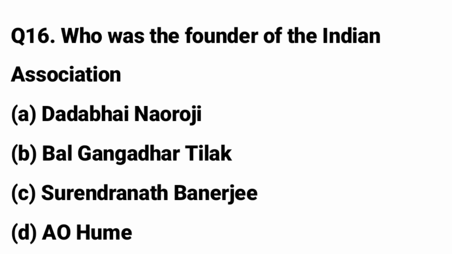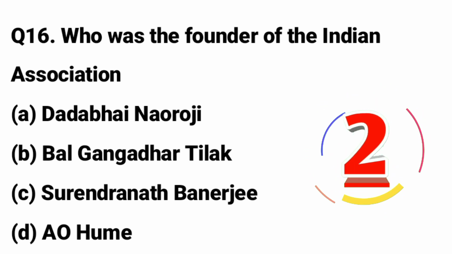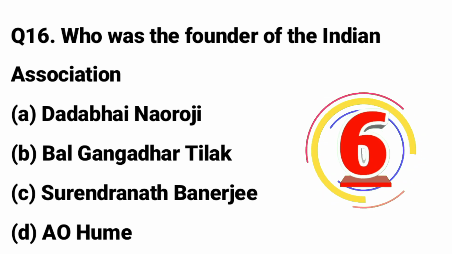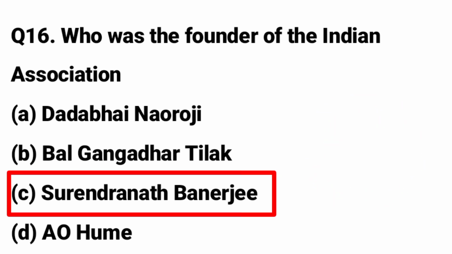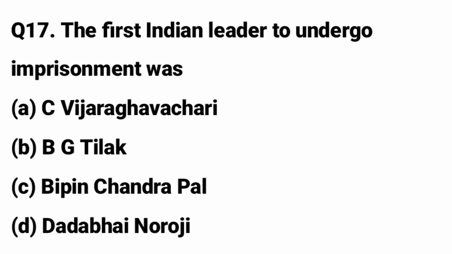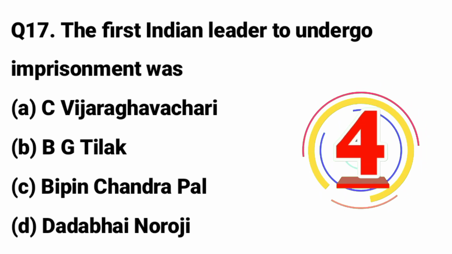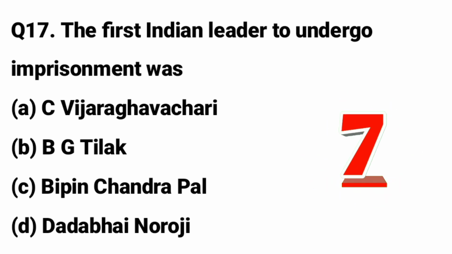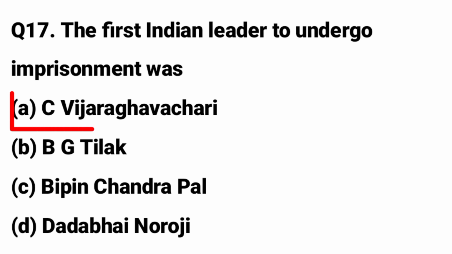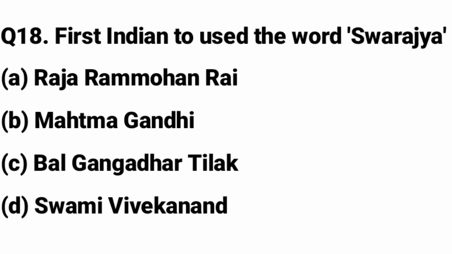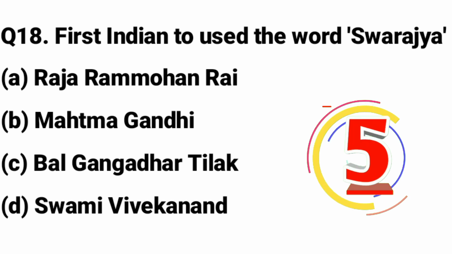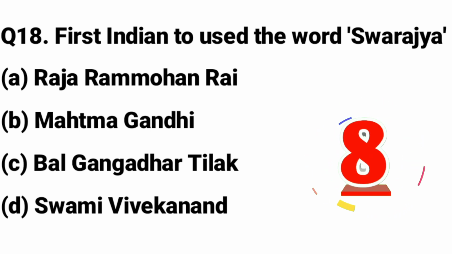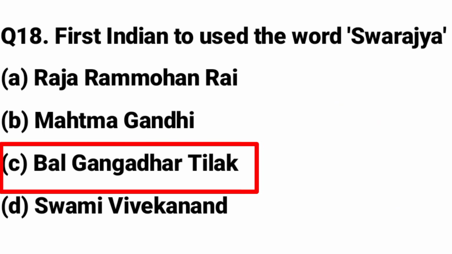Question number 16. Who was the founder of the Indian Association? Answer C. Surendranath Banerjee. Question number 17. The first Indian leader to undergo imprisonment was? The correct answer is A. Question number 18. First Indian to use the word Swarajya? Answer C. Bal Gangadhar Tilak.